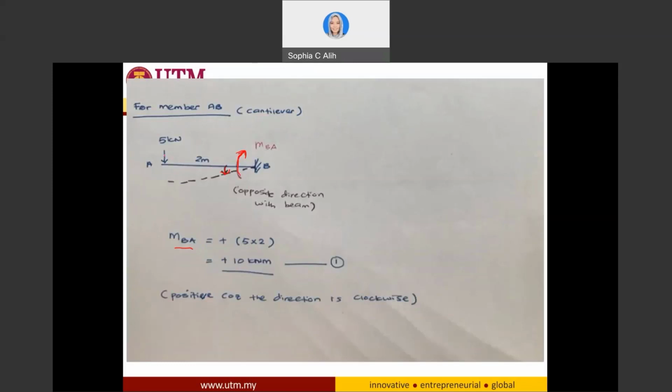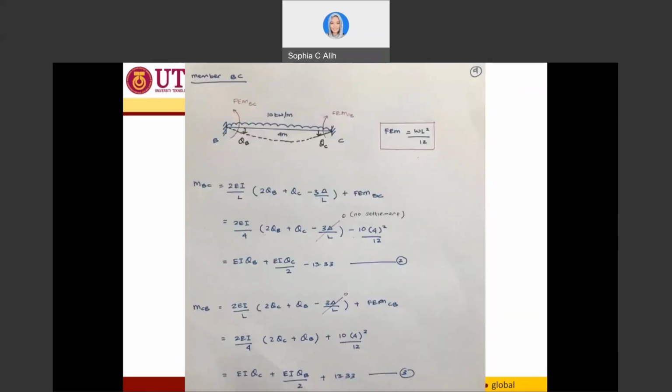This is the point load 5 times the moment arm. Moment arm is 2, so I will have 5 times 2 is going to be 10 kilonewton meter. So I will have my moment BA to be the 10 kilonewton meter, and this is the positive direction because it is clockwise direction. Now I keep this to be the first equation. Now I look into my member BC.